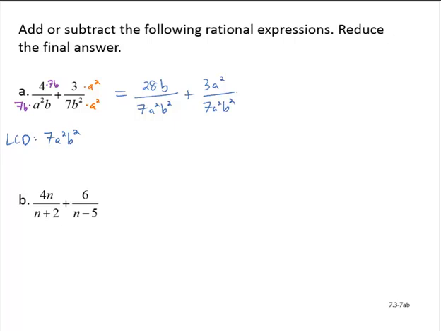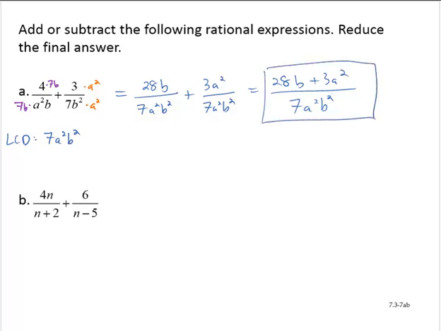Now we have a common denominator. We've built up our fractions accordingly. Now we can add these fractions: 28b plus 3a squared over 7a squared b squared. At this point we should try to factor the numerator to see if we can reduce between the numerator and denominator. There are no common factors between the two terms in the numerator, and so we would leave that expression as it stands.